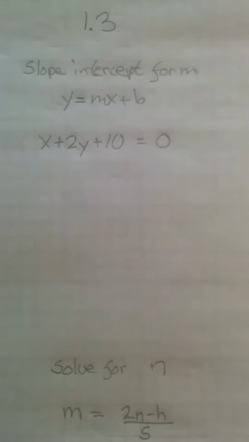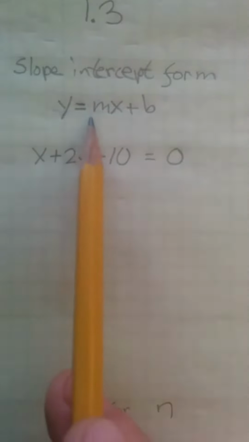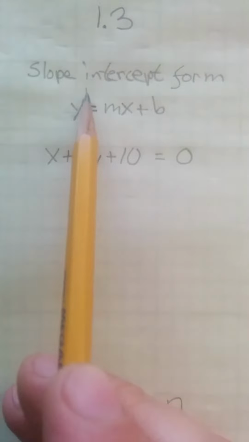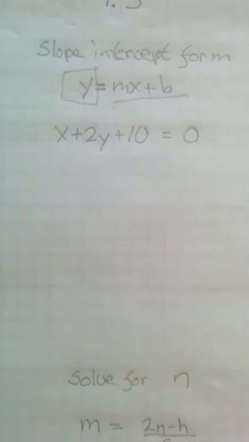All right, so just a reminder of what slope-intercept form is. It just means that it's in this form right here: y equals mx plus b. So in other words, y is all by itself, and everything else is on the other side of the equation.